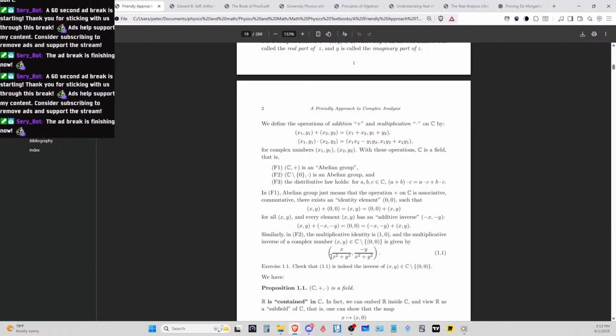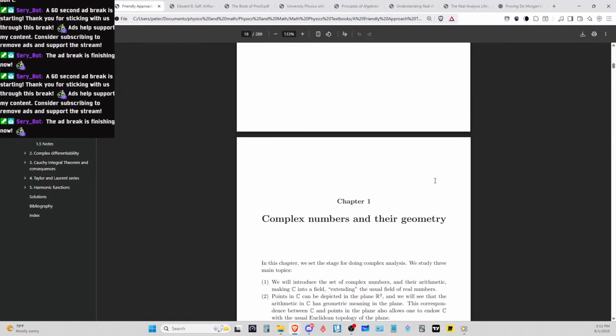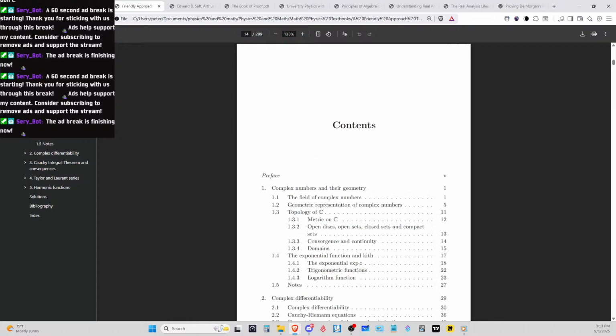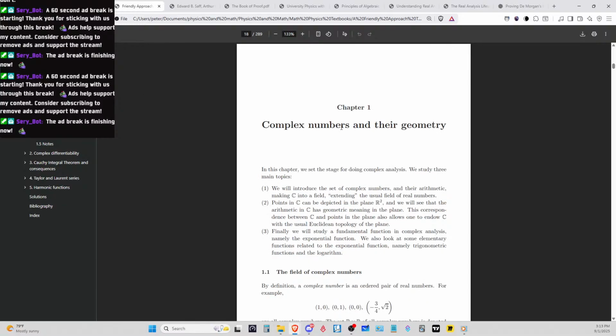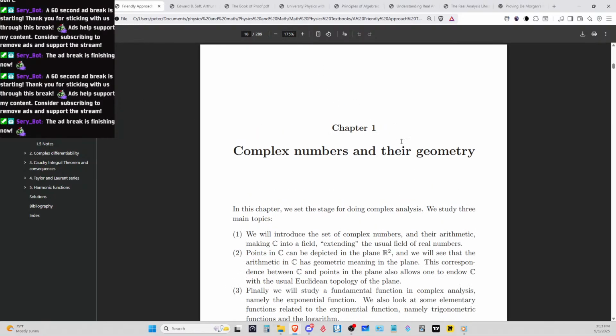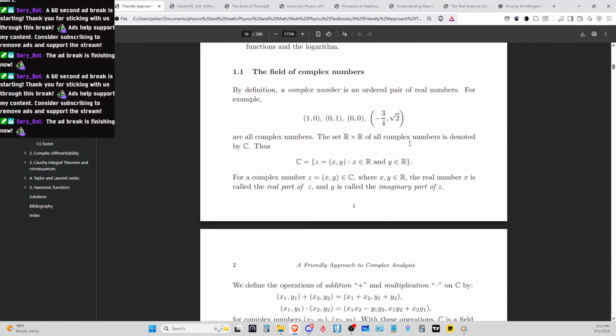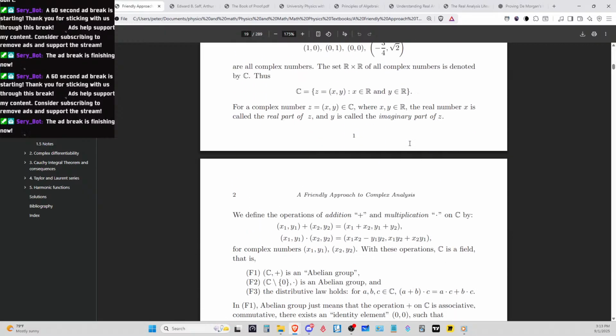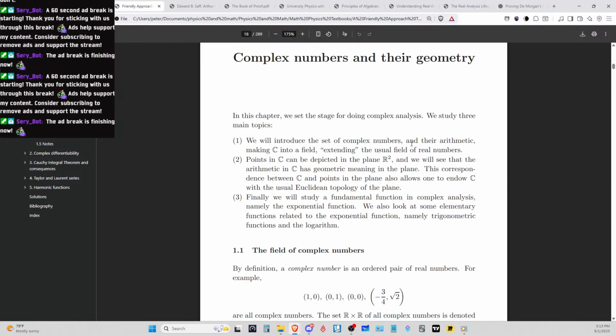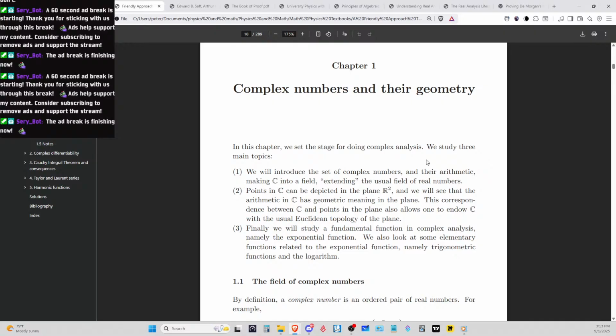Okay, so now I think I'm going to go into a little bit of complex analysis to see what I can gather. And this book is called A Friendly Approach to Complex Analysis, so I thought I would check it out. Because whenever I open a book about complex analysis, they always reintroduce complex numbers, which I understand why they do it, but I feel as if I want to be able to see beyond just the regular arithmetic.